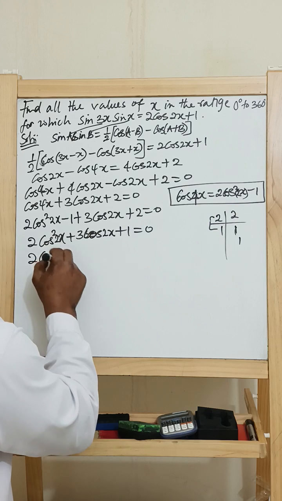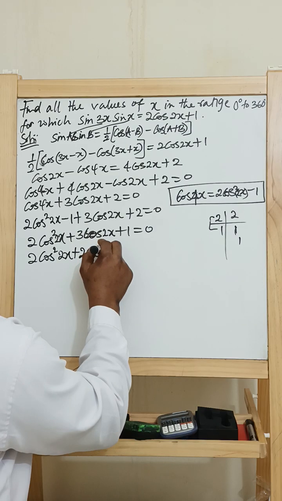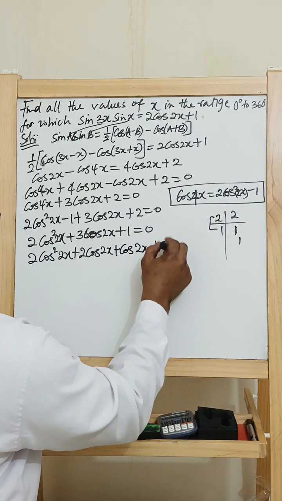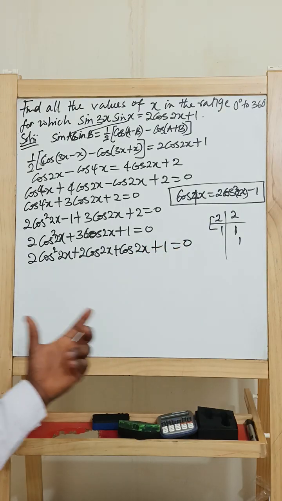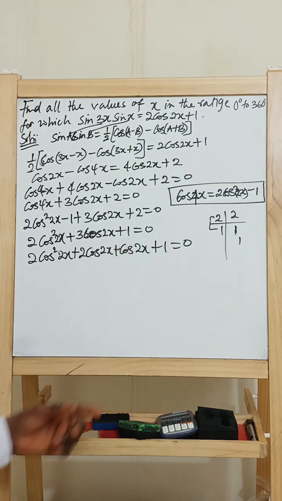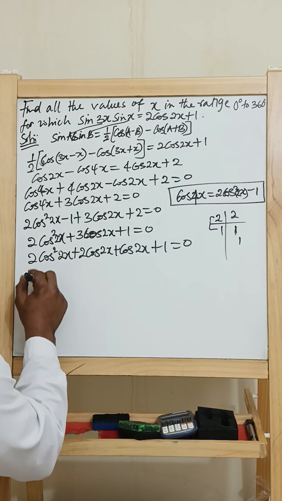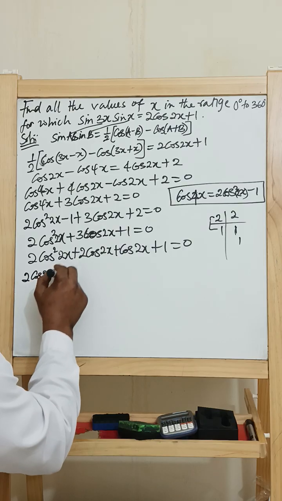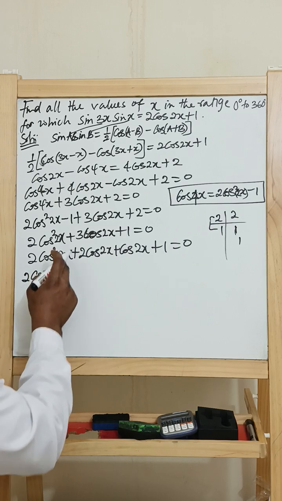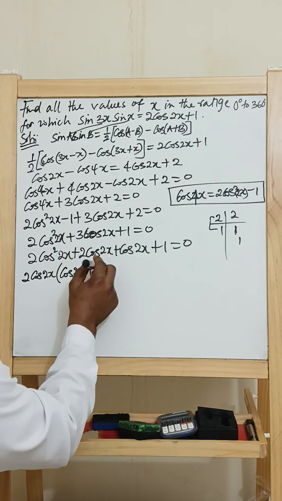So that will be 2 cos squared 2x plus 2 cos x cos 2x plus cos 2x plus 1 equals to 0. Right? That is, if we add this one and this one, that will still be equal to 3 cos 2x. Okay? So we will now factorize this out. So that will be 2 cos 2x is common. So what is common? What is now left? 2 is gone. Cos 2x and cos square 2x. That will be cos 2x. Right? Plus this and this, that's 1.